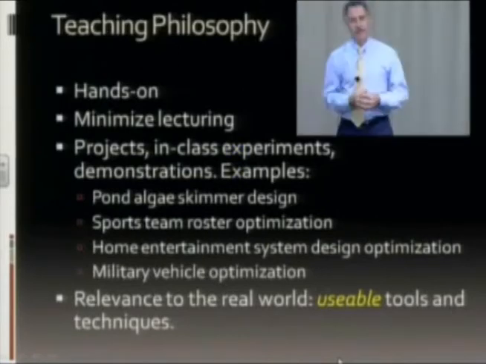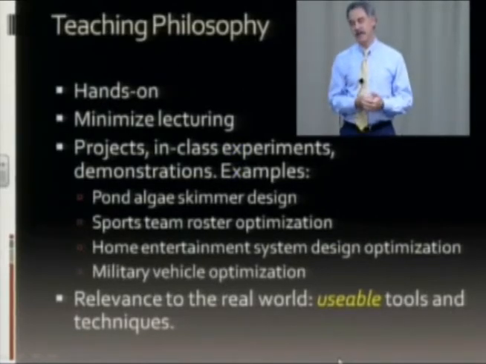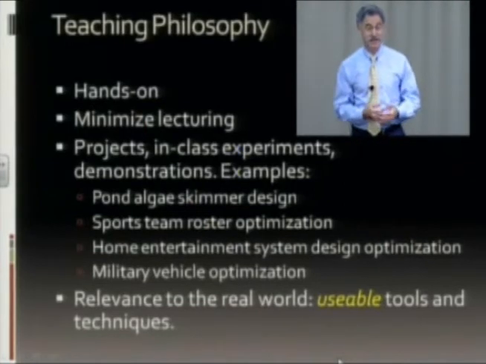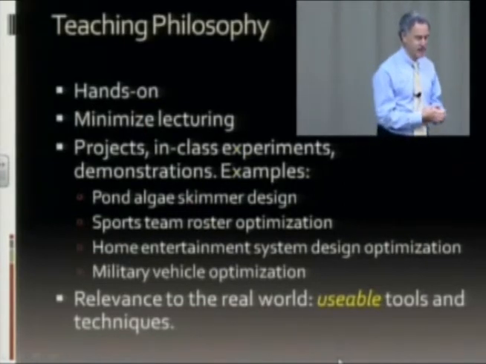Another example of the kinds of projects we do in this class is sports team roster optimization. Amazingly enough, that's a system optimization problem. We'll talk about that as well. When you have a home entertainment system, speakers, a stereo system, a TV, maybe an Xbox or a Wii or something like that, you have your choice of the components. And of course, the objective is to optimize that by maximizing your entertainment value while minimizing the expense. That's a system optimization problem.